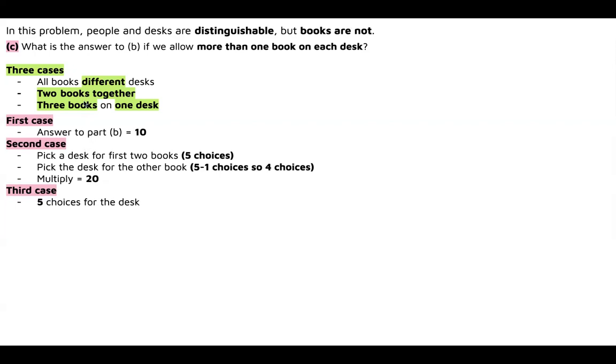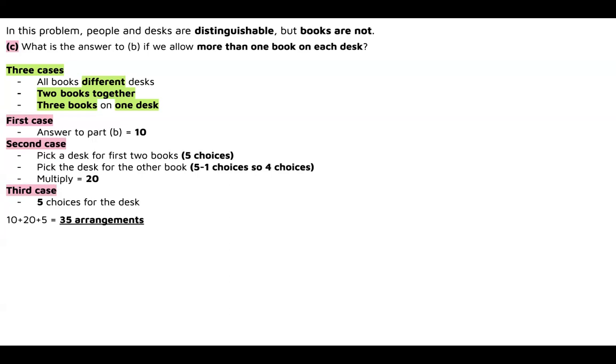Third case is three books on one desk. So really what you want to count for this one is every desk, the desk amount, because you don't choose the books anymore. You know they have to stay on one desk, and the desk is chosen, and they told you at the beginning of part A there are only five desks, so the answer would obviously be 5. As these are all cases in one problem, you will add them. So it's 10 plus 20 plus 5, which gives you 35 arrangements.